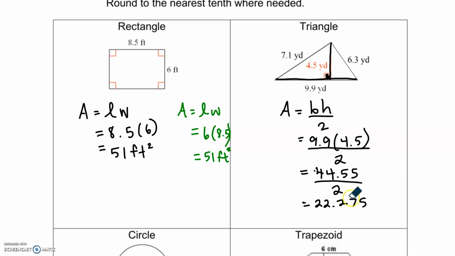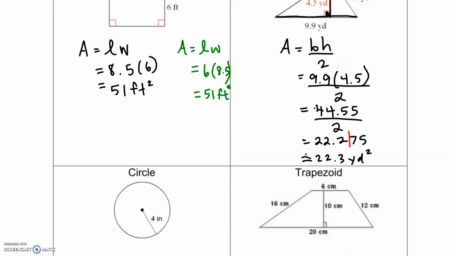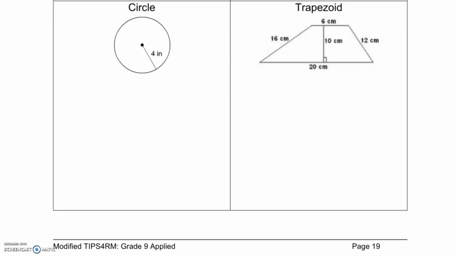And here's a place where I need to round it. They said round to the nearest tenth where needed. So the 2 is the tenth. 7 says to go up. So this would be approximately 22.3 yards squared. All right, let's go on and calculate the area of the circle.